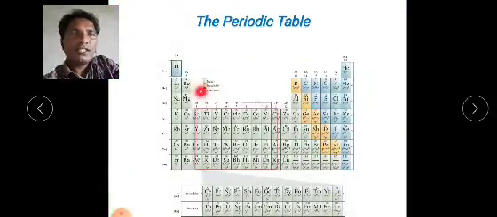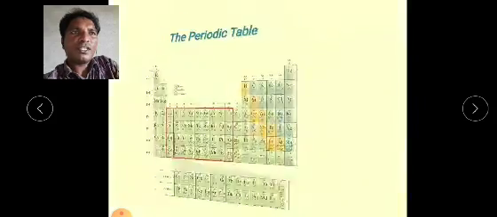See, this is the periodic table. You can study this periodic table and you can realize what quantum numbers are and how they keep the elements in the periodic table, and what the importance of the periodic table is.